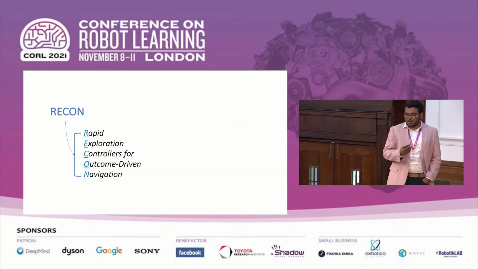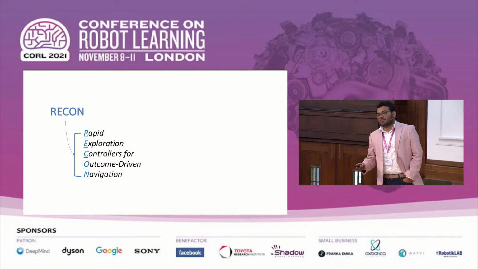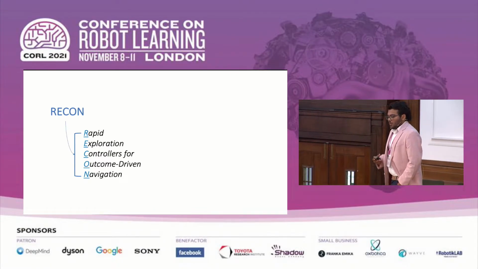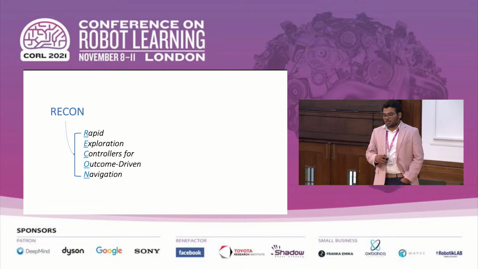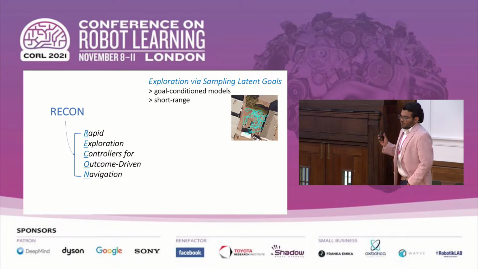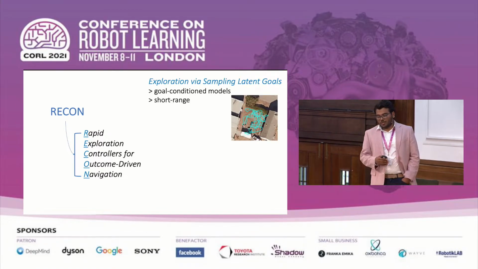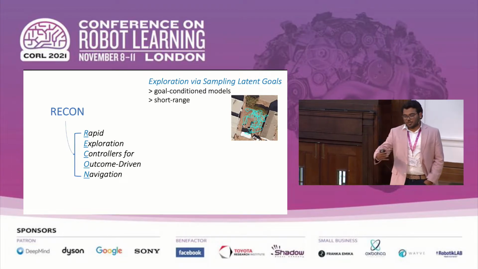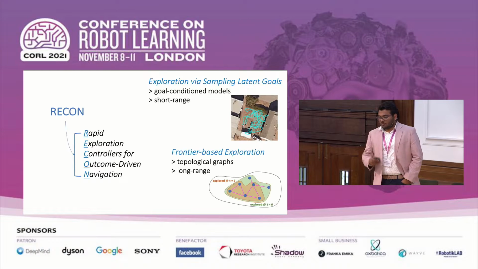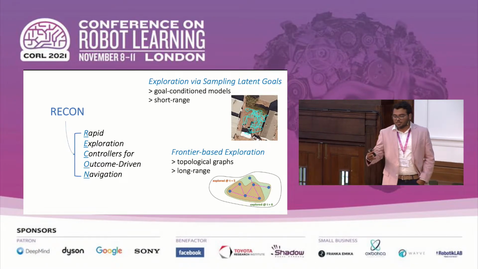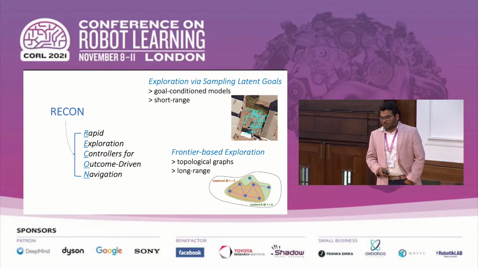In this work, we present rapid exploration controllers for outcome-driven navigation, or ReCon, which is a simple framework that combines latent goal models with a non-parametric memory, allowing the robot to explore and represent large spaces. ReCon combines the strength of sampling-based exploration from the goal condition model, which can provide general purpose knowledge about navigational affordances as well as short-range control, with frontier-based exploration, which uses a topological graph and can be used to navigate to distant goals and learn a good representation of the map.